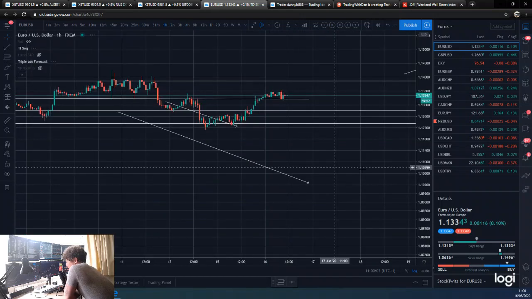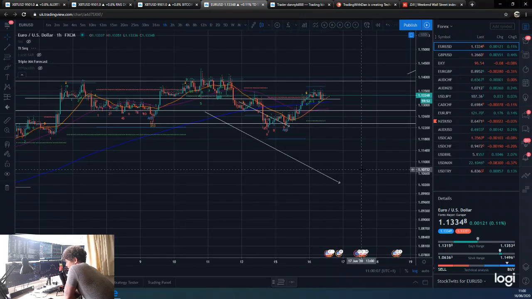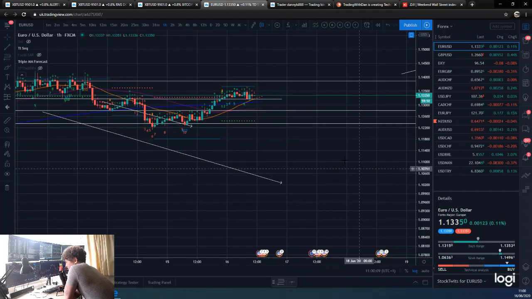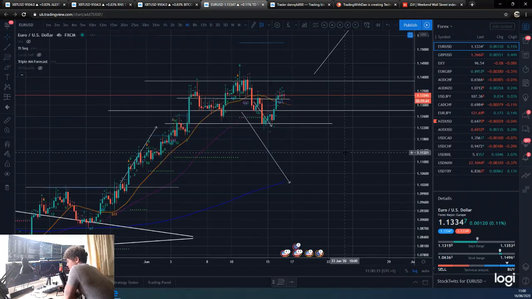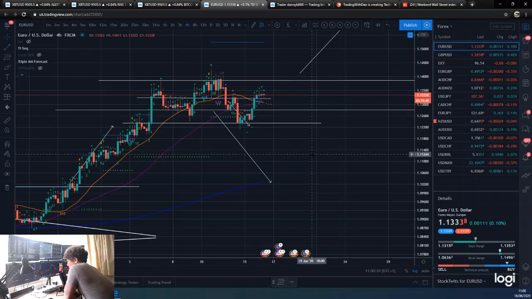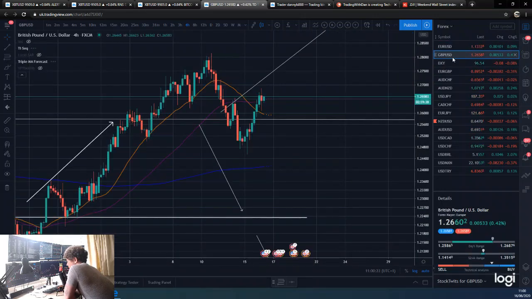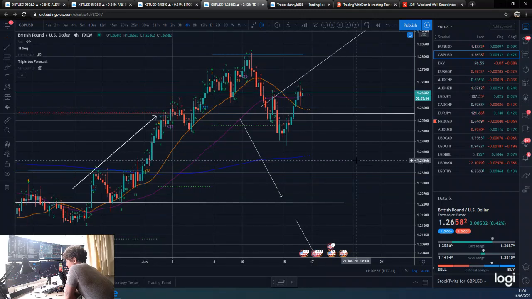I don't normally do this, but have we got anything on the hour? Hourly, not that I would ever place a trade off an hourly. We've got an hourly 9 here roughly with this level. But yeah, like I said, the moves that I look for aren't predicated off 1 hour charts. Right, so let's have a look at cable.